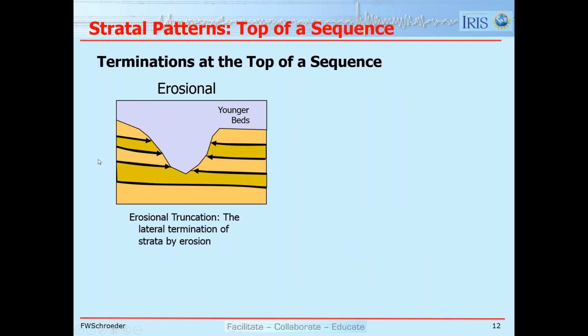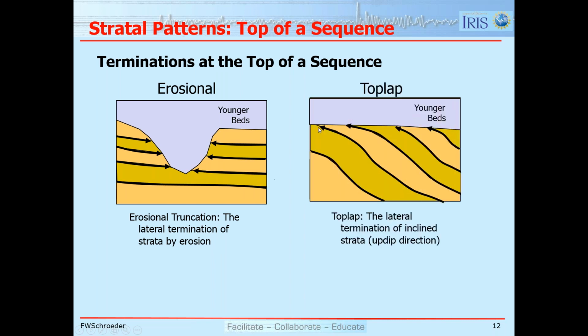At the top of the sequence, we can see two types of terminations. Perhaps we had some post-depositional erosion, and we've cut away some of the older unit, and we'll infill that with a younger sedimentary package, and we call this erosional termination, or simply erosion. This is a geometric relationship, but it also has a little bit of geology thrown in there because I'm calling upon erosion as the reason for the termination of the reflectors or the break in deposition.